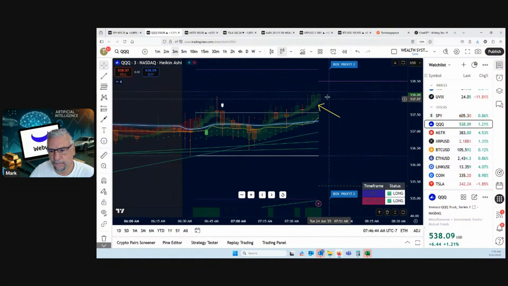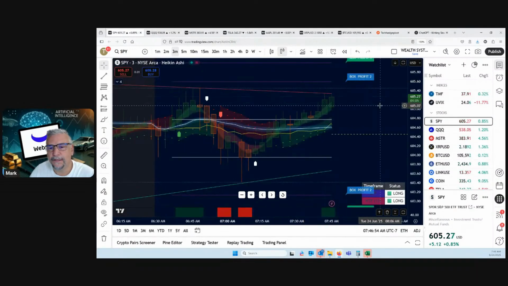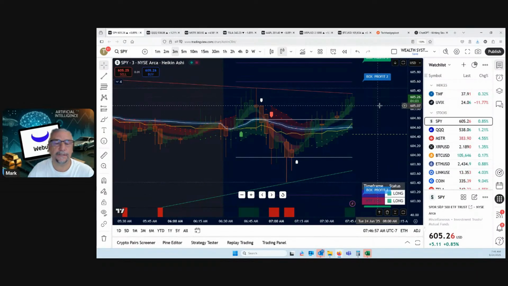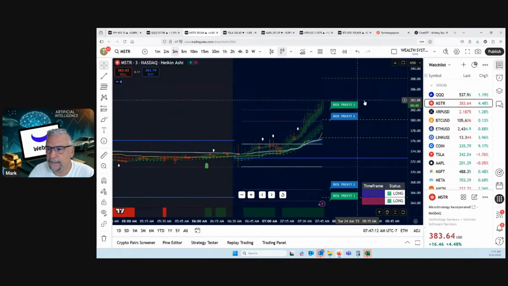QQQ, we'll see if it can break through and get to the 538.50. SPY looks like it's pushing that resistance. It's definitely testing that resistance. I mean, that's pretty clear, pretty obvious. MSTR definitely still has, you can see, this is just very healthy, very nice.